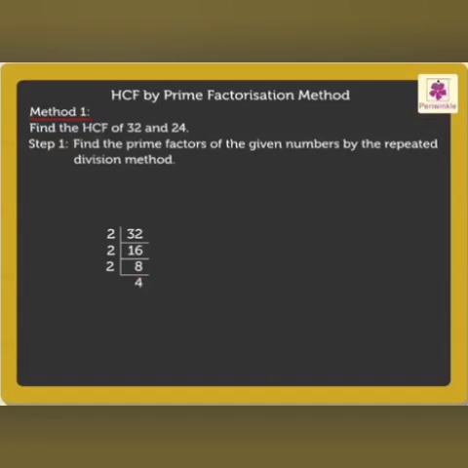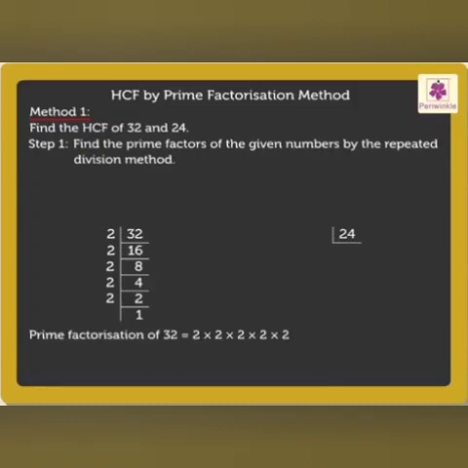And 4 divided by 2 gives 2. As 2 is a prime number, we divide it by itself and get 1 as the quotient. Thus, the prime factorization of 32 is 2 into 2 into 2 into 2 into 2.